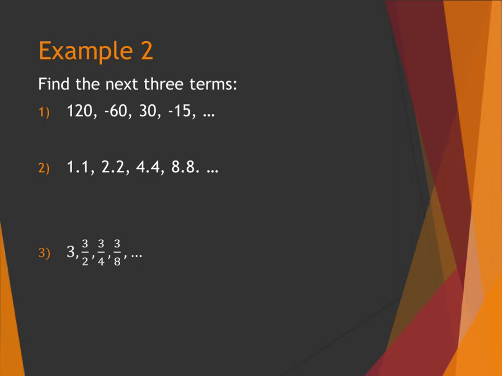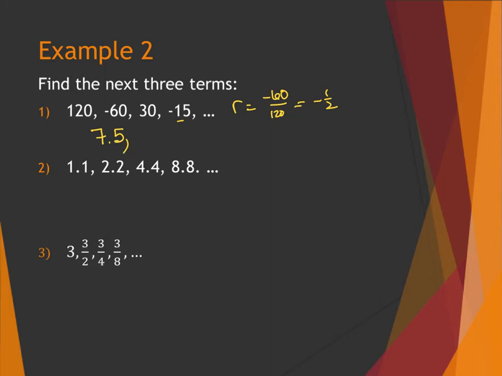Now for example 2, we want to find the next 3 terms. In order to find the next 3 terms, we first have to find our r value. So r can be found by taking two consecutive terms, and in this case I'm just going to go negative 60 divided by 120, and I get negative 1/2. To find the next 3 terms, I'm going to multiply the previous term. So a negative 15 times a negative 1/2 is going to give me a positive 7.5.